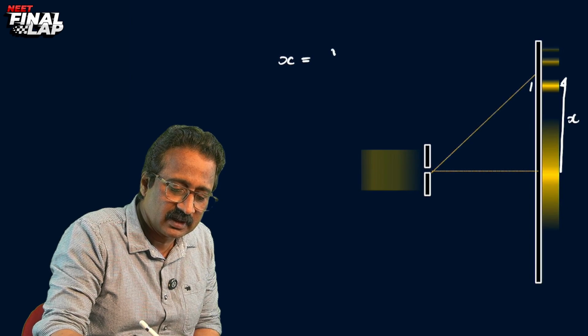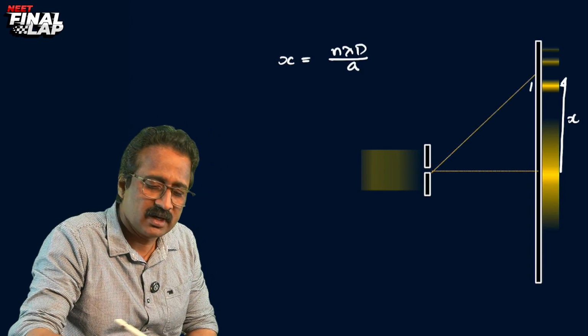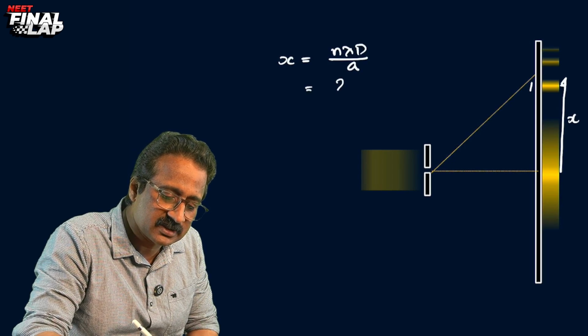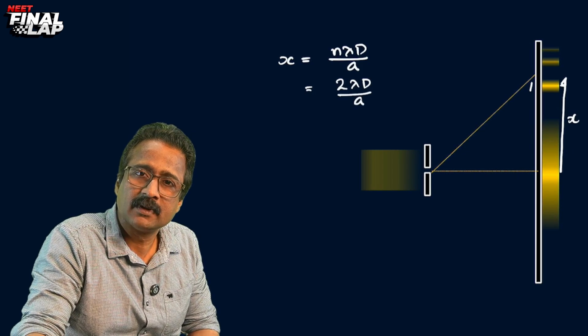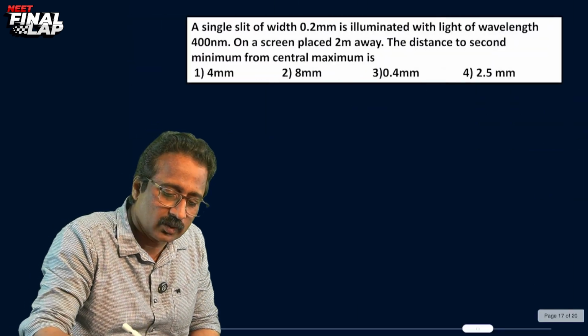It was given by n lambda d divided by a. That was the equation for distance to minimum. And as they ask you what is the distance to second minimum, n is 2. So it is 2 lambda d divided by a. That's the equation. Now let's use that equation here.